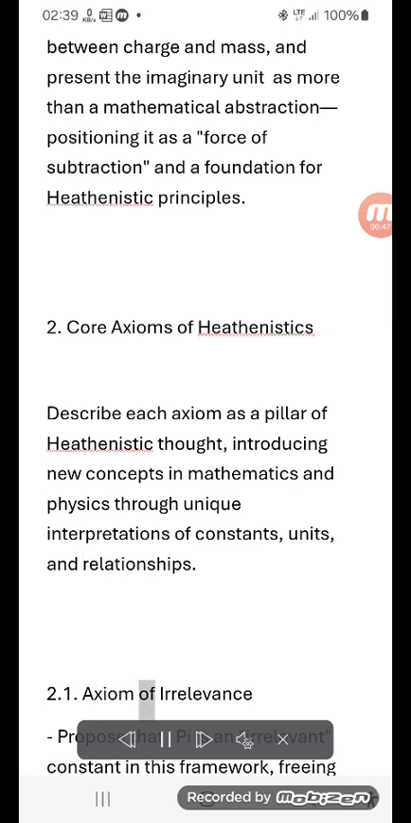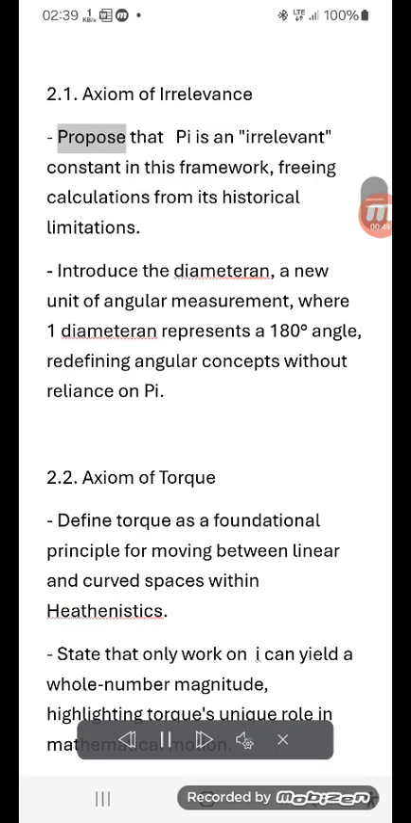2.1. Axiom of irrelevance. Propose that pi is an irrelevant constant in this framework, freeing calculations from its historical limitations. Introduce the diametron, a new unit of angular measurement, where one diametron represents a 180 degrees angle, redefining angular concepts without reliance on pi.